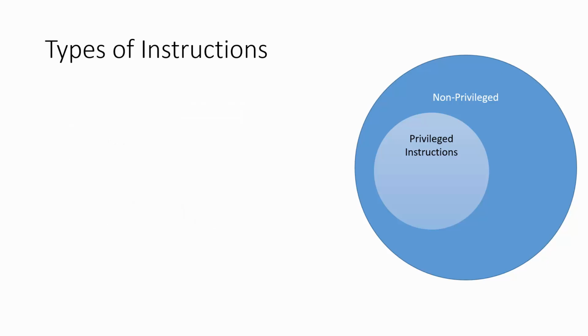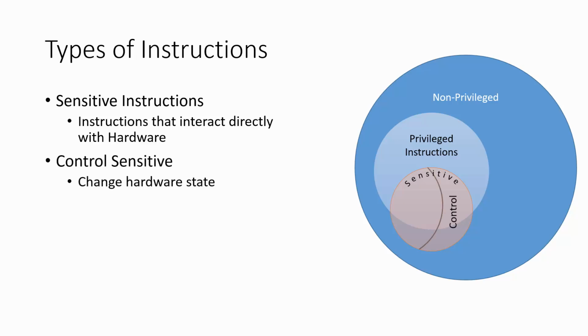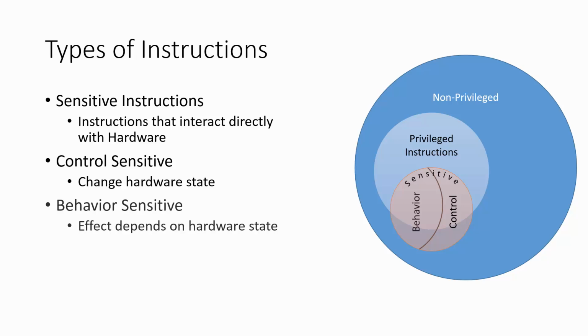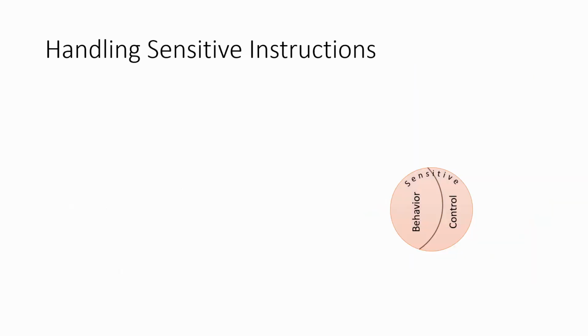So let's continue looking at some of these privileged instructions. There are sensitive instructions. Now these are instructions that interact directly with the hardware. Sensitive instructions can be control sensitive, and these instructions change the state of the hardware, or they could be behavior sensitive. That is, the effect of the instruction depends on the hardware state. Note that all privileged instructions may not be sensitive and vice versa. And this is an important point that we will use in a few slides.